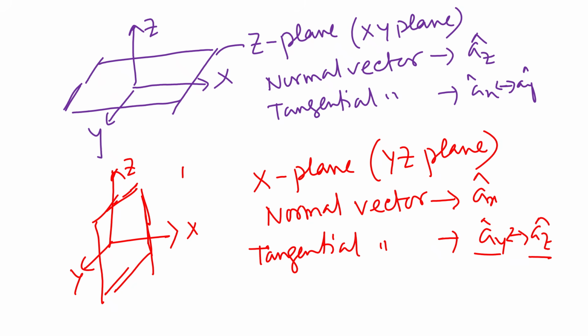Similarly for the y-plane, the normal vector will be ay cap, and the tangential vector will lie in the ax az plane. So it is very important to identify the orientation of the plane which is differentiating the two dielectric media. And based on the orientation of the plane which is differentiating the two media, the next important task will be to identify the direction of the normal vector.